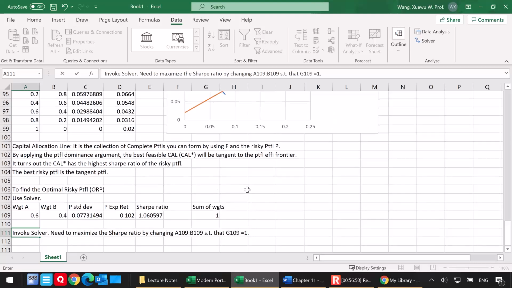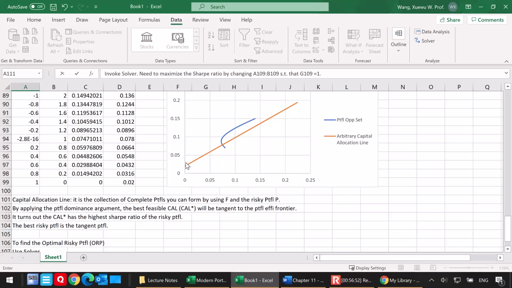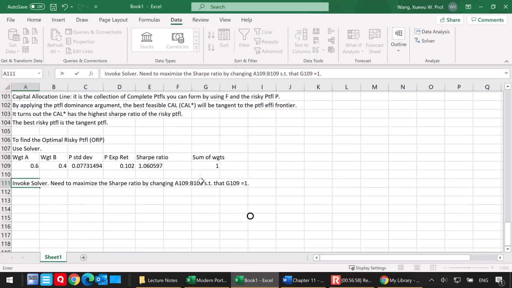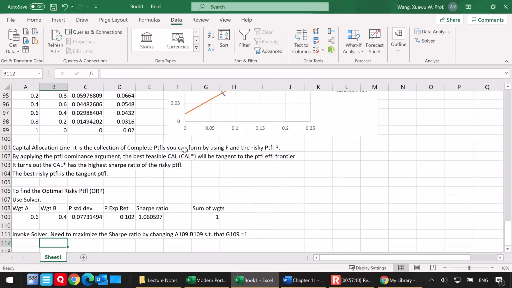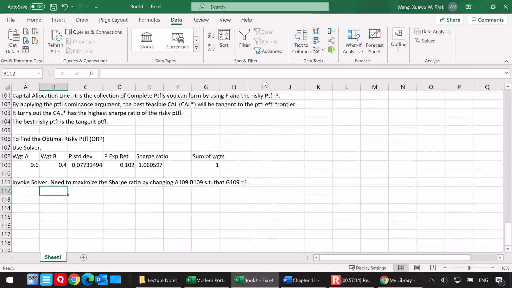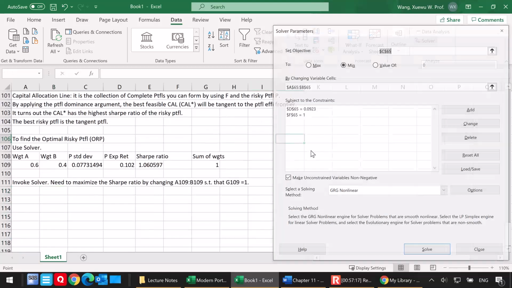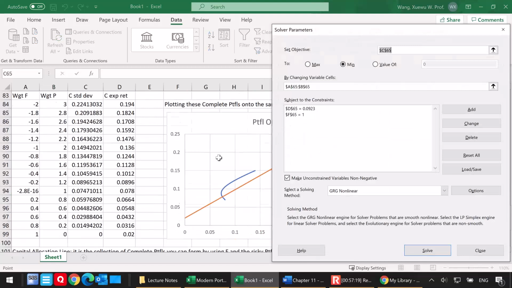Again, the intuition is from drawing a lot more capital allocation lines until the capital allocation line becomes tangent. If you want to go even higher than the tangent capital allocation line, that's not feasible. That's why we say the CAL star is the best feasible capital allocation line. So let me go ahead and solve this optimal risky portfolio here.